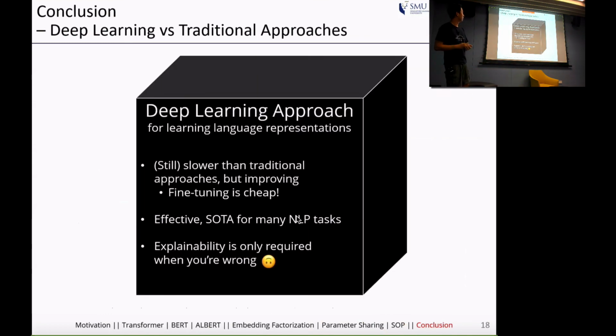Okay. So conclusion for deep learning versus the traditional approaches. It's still slower than the traditional approaches. For you to learn all these representations, you have to take a lot of time to do the pre-training. You need a lot of data. But once someone has done the pre-training, you can grab the model if they release it, and then you can fine-tune it on your task, and that's a lot faster. And the deep learning approach is very effective. It is state-of-the-art for many NLP tasks.